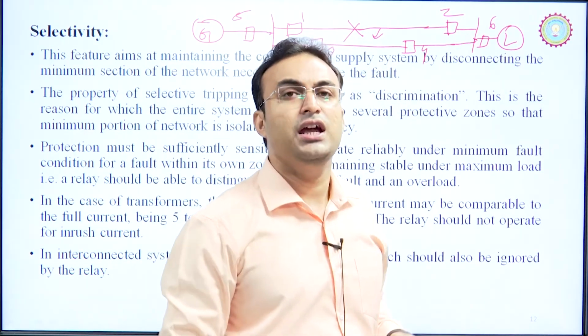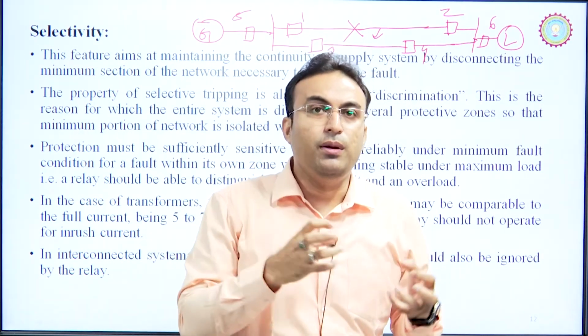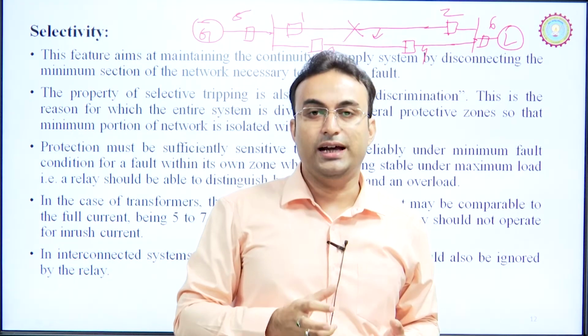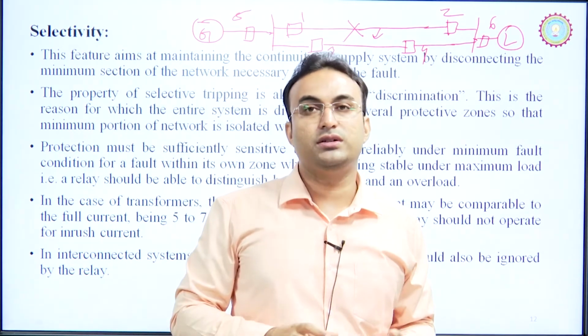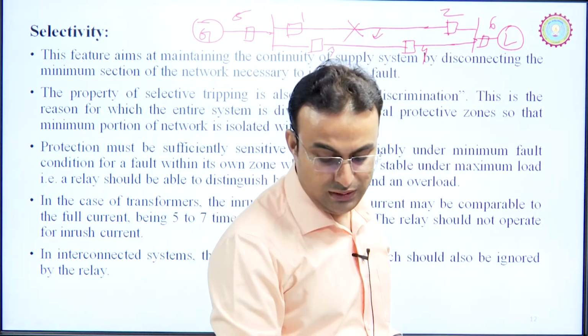That is selectivity. We want to ensure that the minimum number of circuit breakers will operate at a time, so that the continuity of the system will not break. So, this is the main selectivity problem.